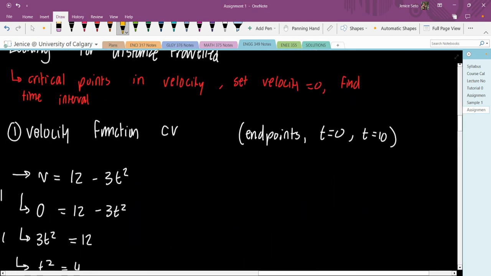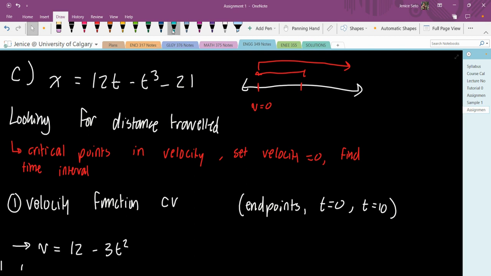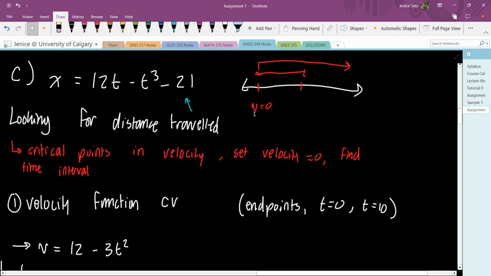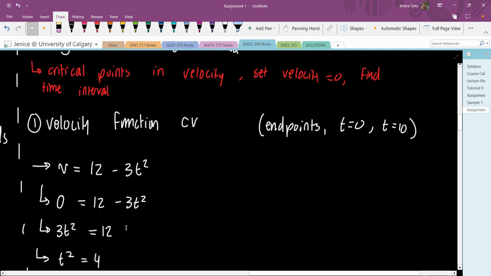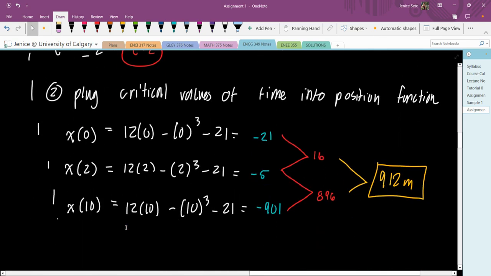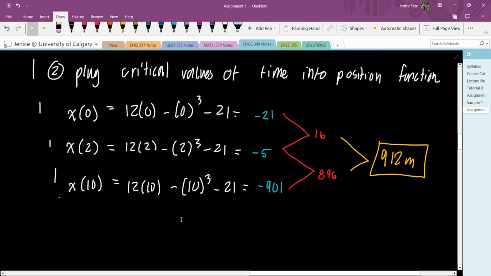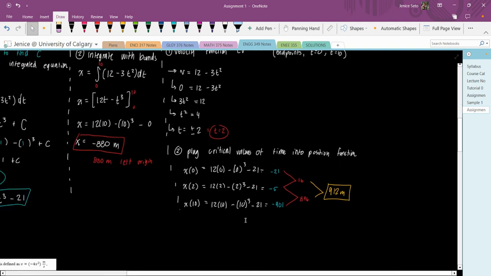So to recap, we have to find our initial equation for displacement. We have to use our initial values to find this constant 21 here. We have to find our turning points for our velocity by setting velocity equal to 0 and finding our critical values for time. And using those critical values, we plug those into our equation for position. Once we got those answers, we found the difference between each of the points and added them together as a sum. So that is question 2.